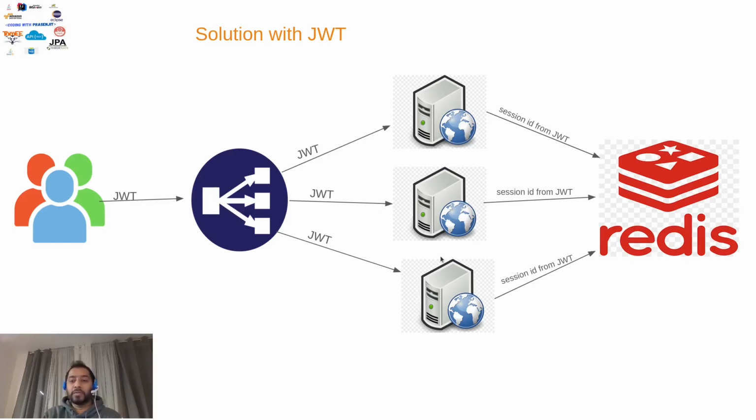Now you can say, what if Redis goes down? So the benefit of Redis is that Redis has many replicas. So you can create a Redis with 2 shards, so that there will always be many replicas for Redis. So if one goes down, another can easily serve you. So in this case, you can easily solve the problem using JWT.